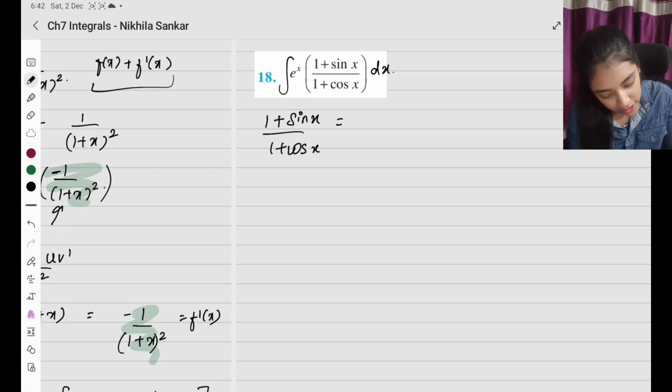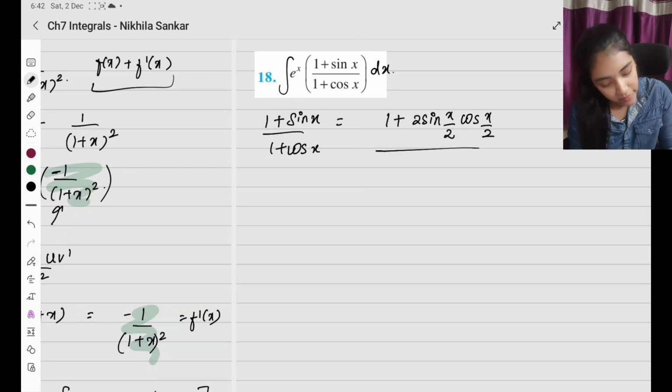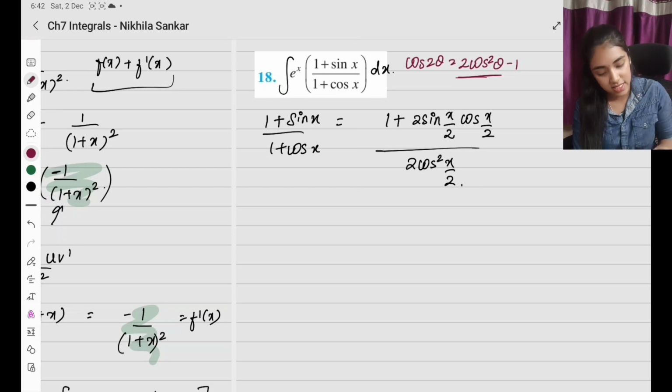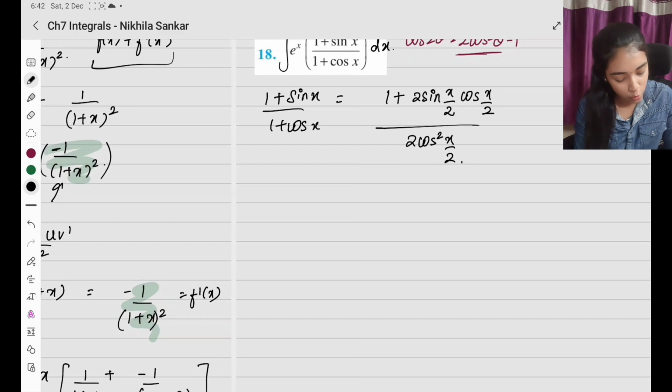So I can rewrite 1 plus sin x, since sin 2 theta can be written as 2 sin theta cos theta, as 2 sin x by 2 cos x by 2, divided by this. I can write 1 plus cos x as 2 cos square x by 2. How does this come? I know that cos 2 theta is 2 cos square theta minus 1. So I know that 1 plus cos 2 theta is 2 cos square theta. Here 2 theta is x. So I have theta equals x by 2. So I wrote it in this form.